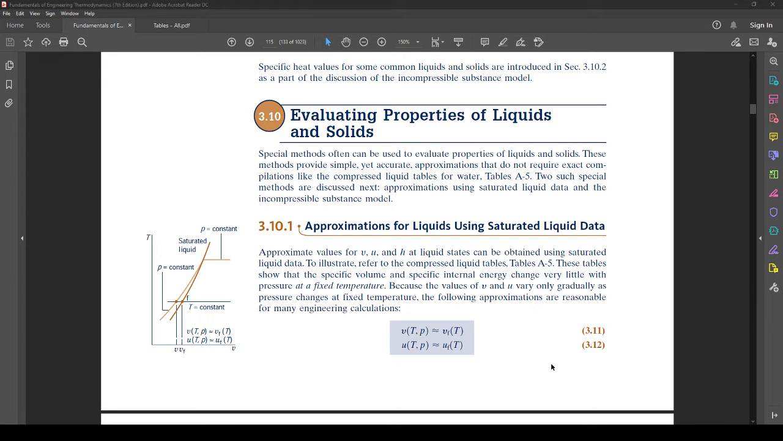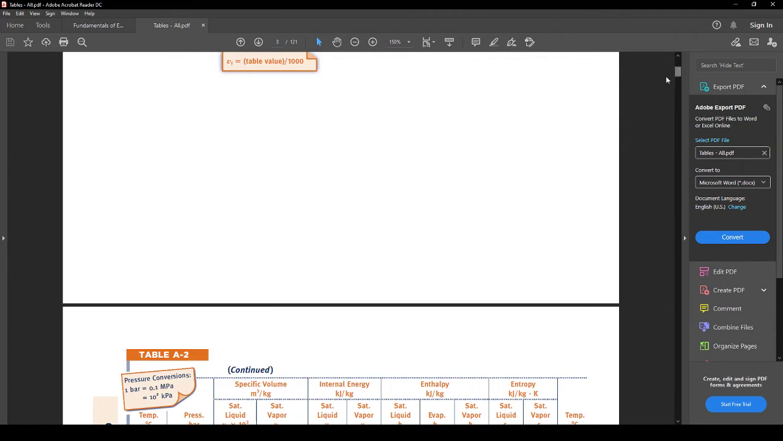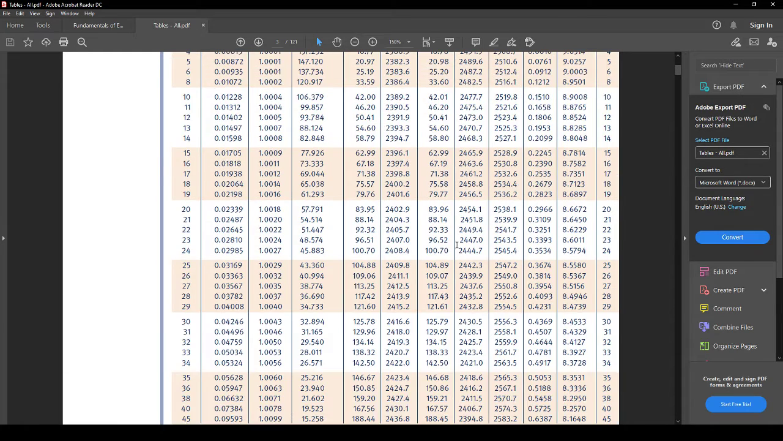So if you have a saturated liquid value, or let's say it's a super high compressed liquid, you can approximate it at the temperature instead of going to the compressed tables. That right there is basically what this is trying to say, okay? So u and v and h and all of these values can be approximated at the temperature table. I'm going to go to that really quickly to make sure that I'll find an example of this soon.